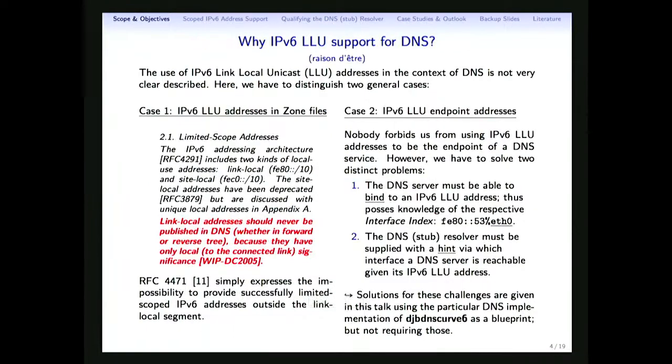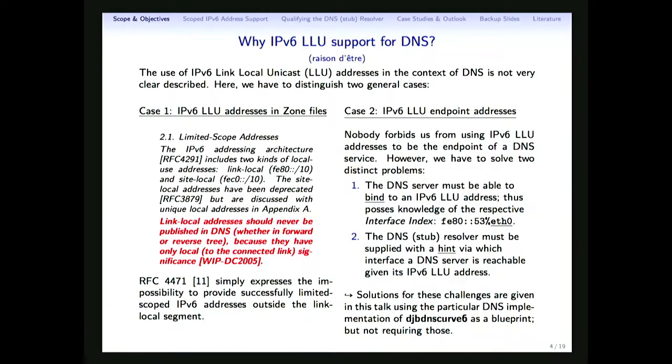Now, the main idea here of that talk is to give you some ideas why it is useful to have IP version 6 link local unicast address support in DNS. It gives a particular scope here, and let's discuss some important items. At first, the IPv6 link local addresses are prohibited to be part of a zone file. That means you cannot have an FE80 kind of address in a zone file. It's simply not working. You probably can do that, but it's not working because you're lacking the so-called interface index here. And that's actually expressed already in RFC 4471, essentially. So you cannot do that.